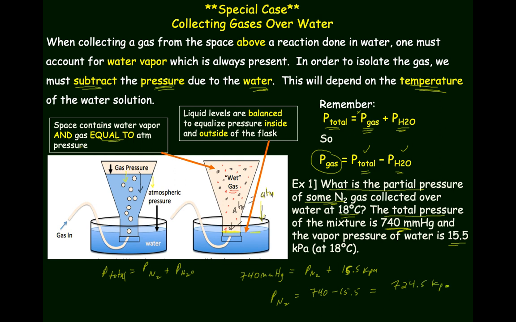Again, very easy, not a big deal. What's the concept? The concept is whenever you collect something over water, in a water solution, you're going to have water vapor mixed in with the gas you want to collect. So if you want to find the pressure of the gas you want to collect, you have to subtract the pressure of the water vapor. That's all.